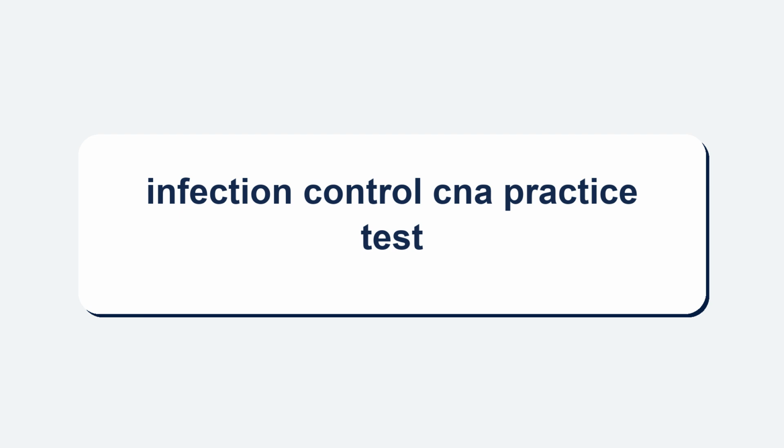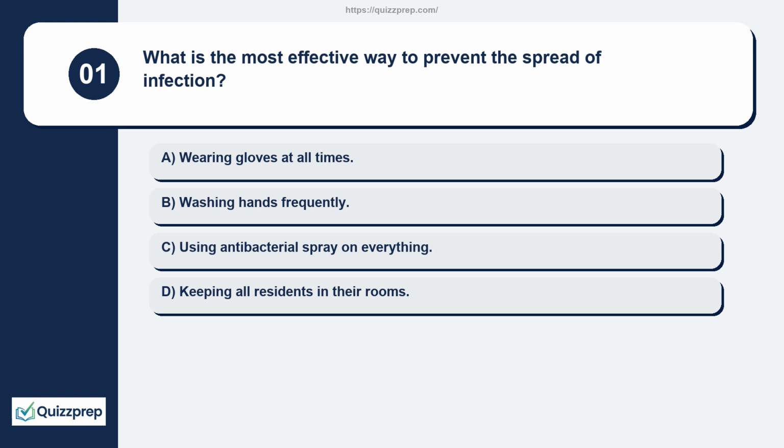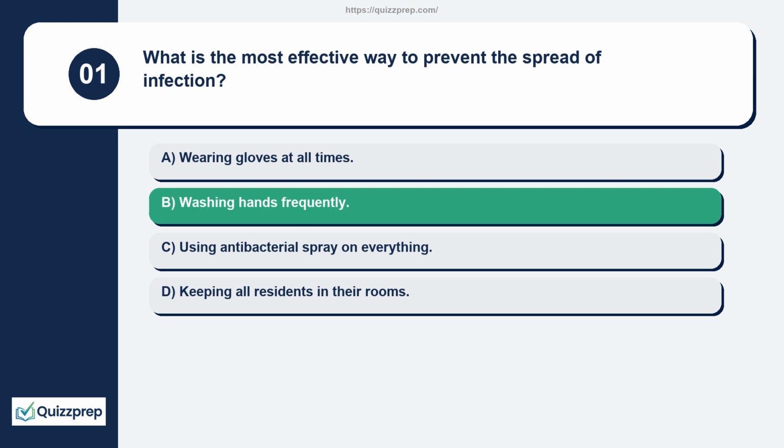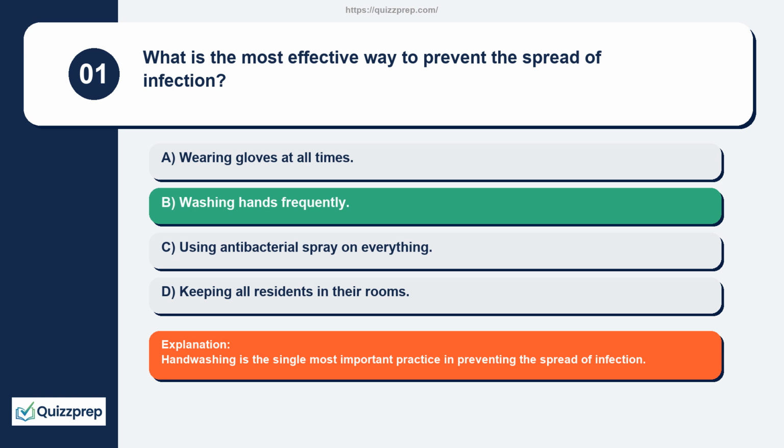Infection Control CNA Practice Test. Question 1. What is the most effective way to prevent the spread of infection? Wearing gloves at all times. Washing hands frequently. Using antibacterial spray on everything. Keeping all residents in their rooms. Hand washing is the single most important practice in preventing the spread of infection.